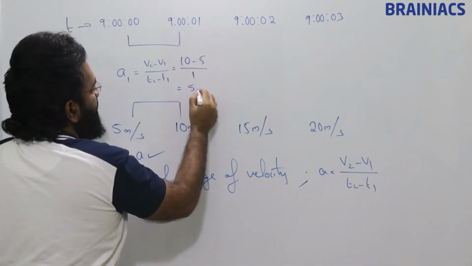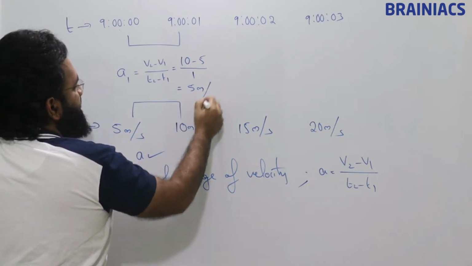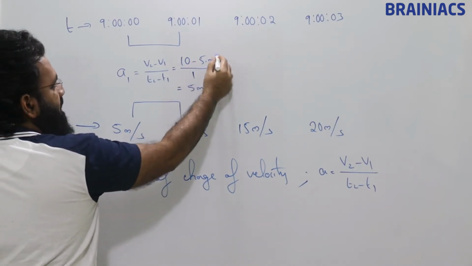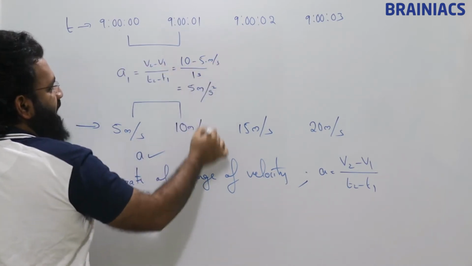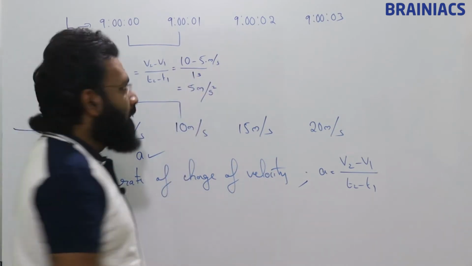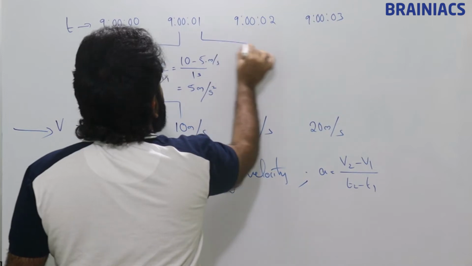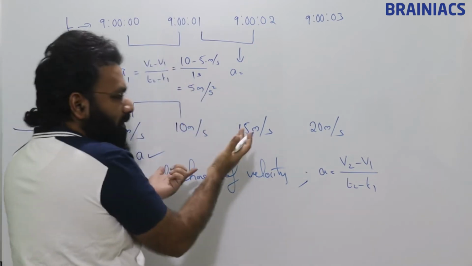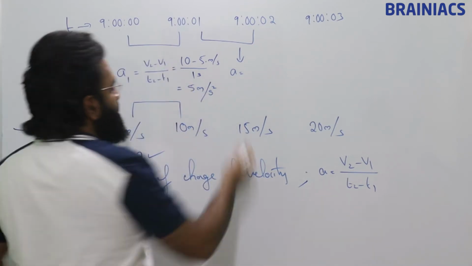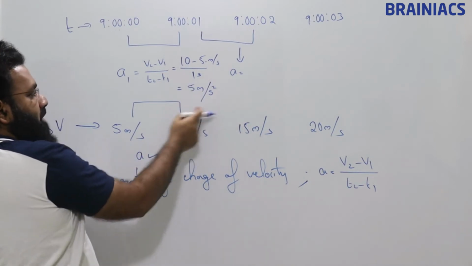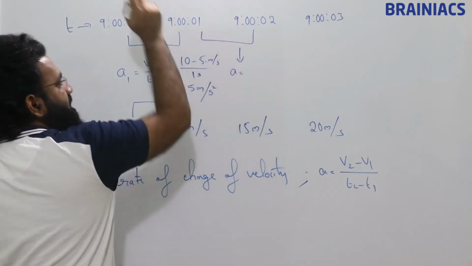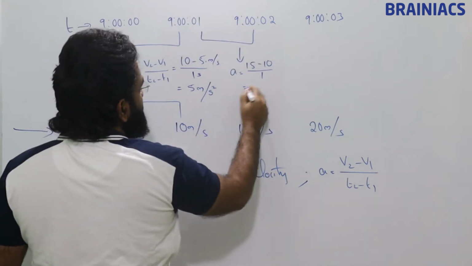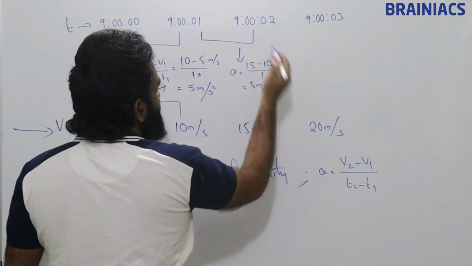So this is nothing but 5 meter per second square, because already this is, its unit is meter per second, its unit is second. So 5 meter per second square. Now we will consider this one. So here this is again V2 minus V1 by T2 minus T1. 15 minus 10 divided by this minus this. So 15 minus 10 divided by 2 minus 1. Again what? 5 meter per second square.